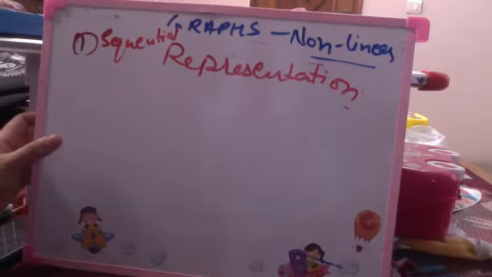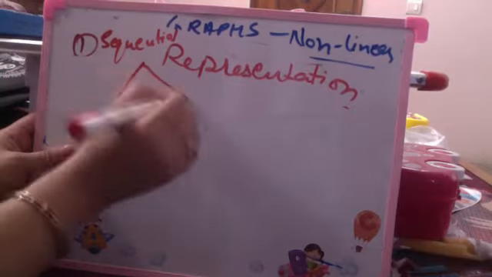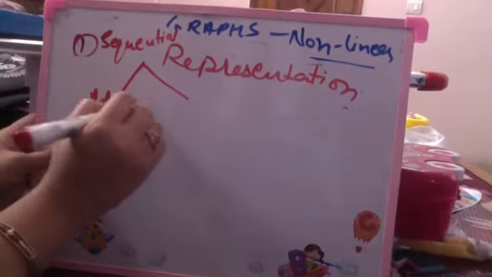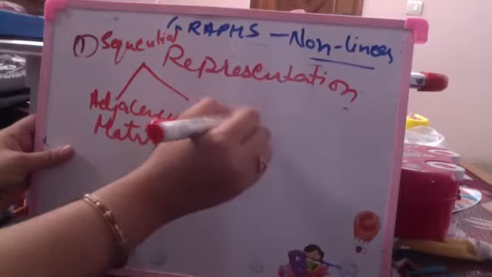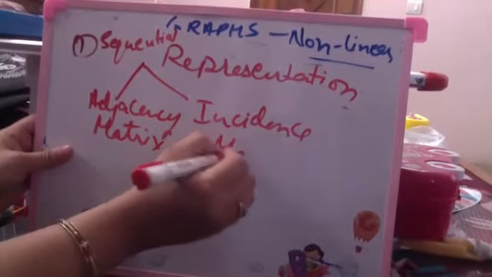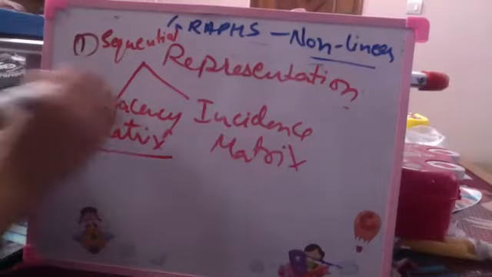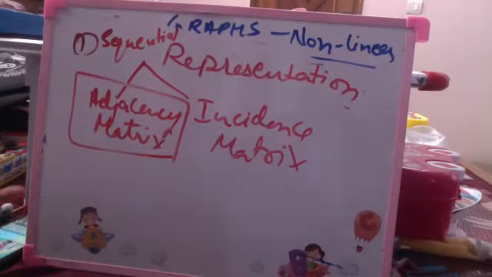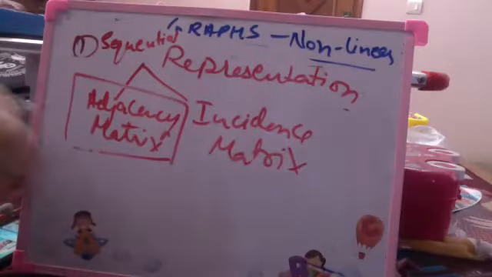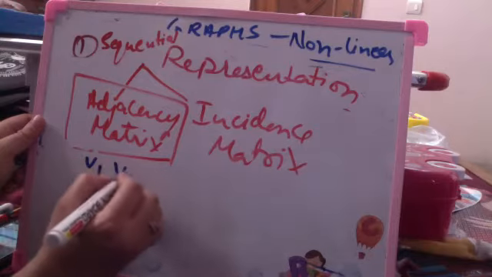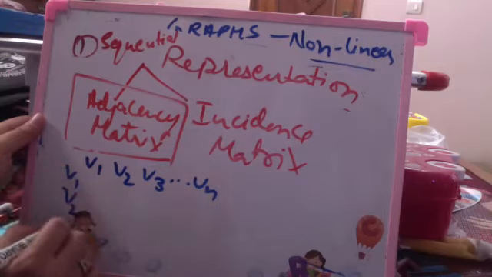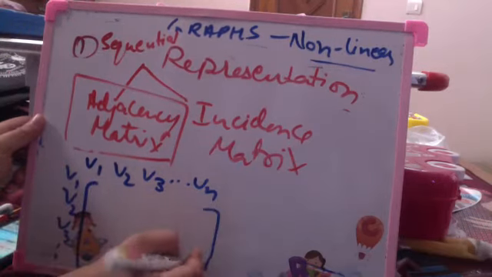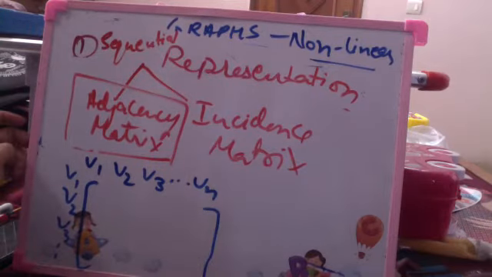Now sequential representation has two things. One is an adjacency matrix and another is an incidence matrix. Adjacency matrix is a two-dimensional array which is used to represent the connection between two nodes in a graph. V1, V2, however many vertices there are, till n vertices, that many rows and that many columns, and this becomes my adjacency matrix.